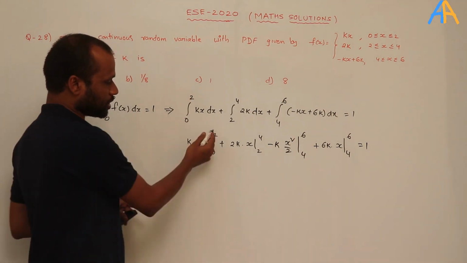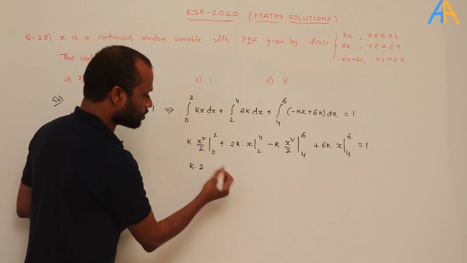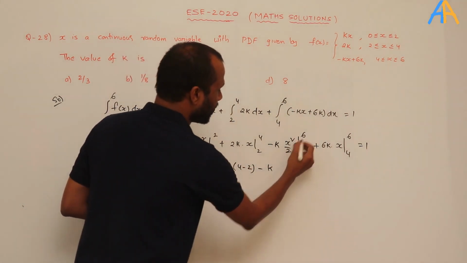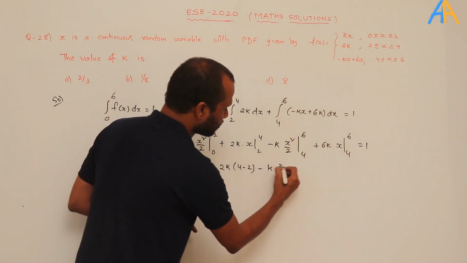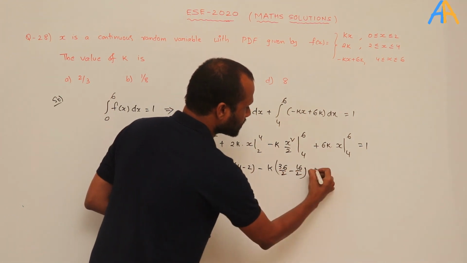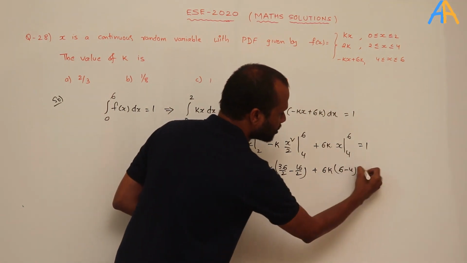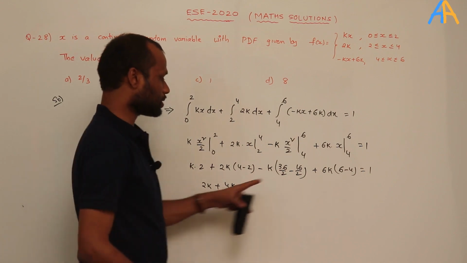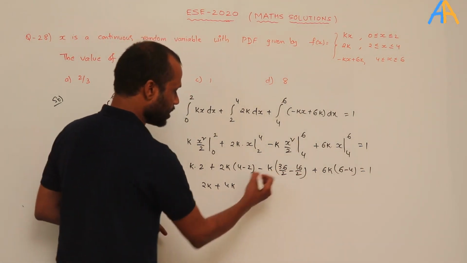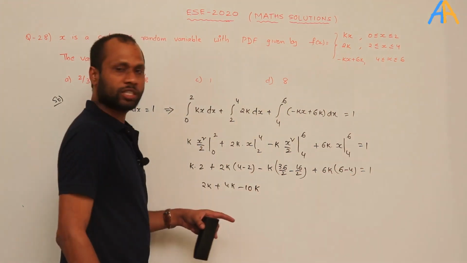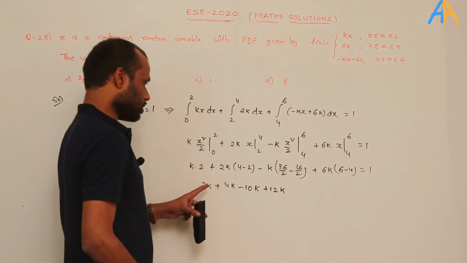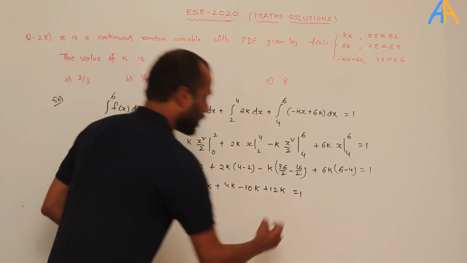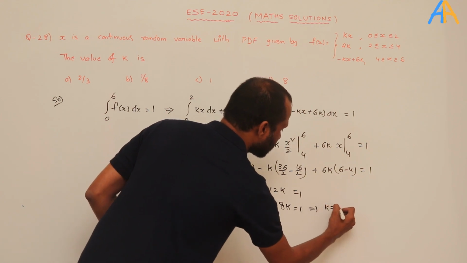Now, x square by 2, when you substitute 2 and 0, is 2 square by 2, that is 2. 0 will become 0 only. Plus 2k into x between 2 and 4, that is 4 minus 2, minus k into x square by 2, that is 36 by 2 minus 16 by 2, plus 6k into 6 minus 4. I am just substituting the lower end and upper end. 2k plus 4 minus 2 is 2, that is 4k, plus 36 by 2 is 18, 16 by 2 is 8, 18 minus 8 is 10, minus 10k, plus 6k into 6 minus 4 is 2, plus 12k. This shall be equal to 1. 2k plus 4k is 6k, minus 10k is minus 4k, plus 12k is 8k. So 8k is equal to 1, which implies k is equal to 1 by 8.